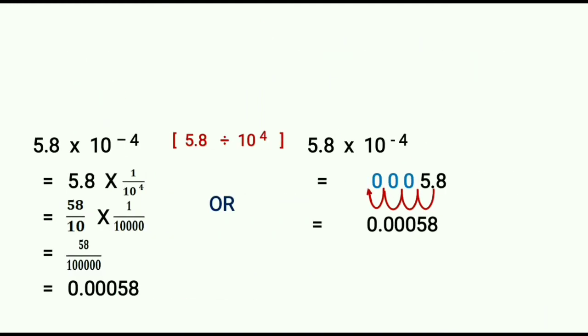Another example is 5.8 multiply 10 raised to power minus 4. That means 5.8 divided by 10 raised to power 4. So we can solve it like this. Here we have to make the exponent positive, so we can write the reciprocal. We can solve this sum easily by using this.